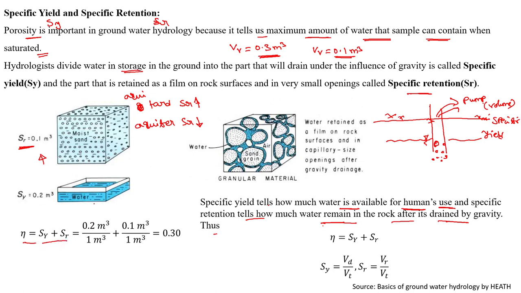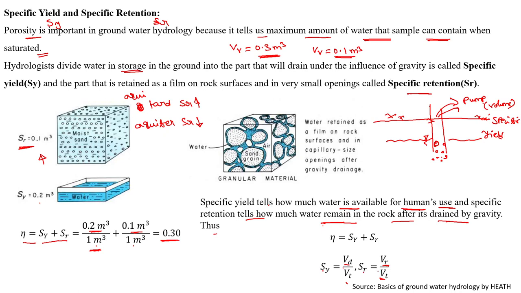Suppose we have taken a 1 meter cube soil sample, as in the previous slide. Let's say it has a specific yield of 0.2 meter cube and a specific retention of 0.1 meter cube. If you sum these, you get a porosity of 0.3. We can define Sy as the ratio of the volume of water drained under the effect of gravity to the total volume, and specific retention as the volume of water retained against gravity to the total volume.